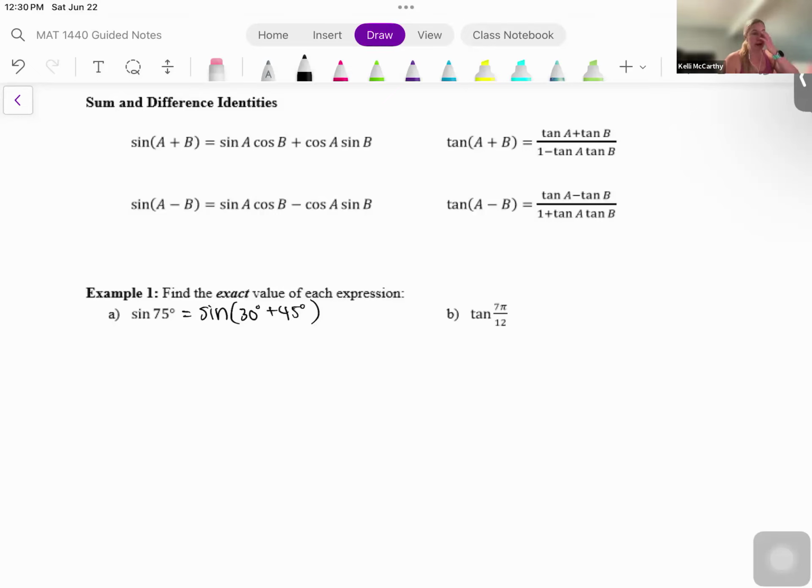Looking above, applying that sum formula for sine, this is sine of 30 degrees, cosine of 45 degrees, plus cosine of 30 degrees times sine of 45 degrees.